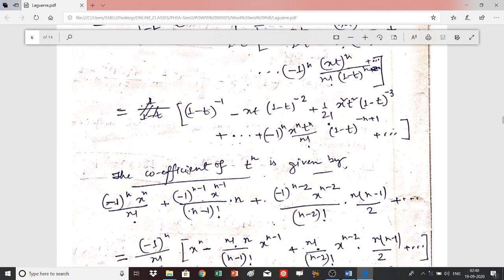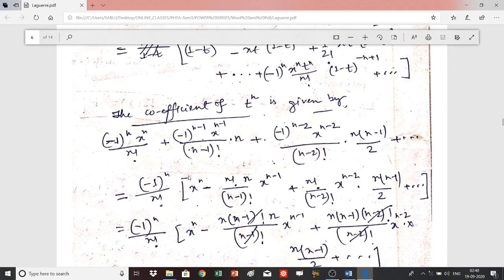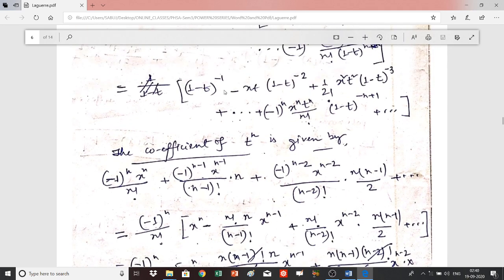Now the coefficient of t^n can be found by looking at this, and the coefficient of t^n will come from only this term. For the first term, that will be (-1)^n, then x^n by n factorial, and after that n will be decreased by 1, since in this case n is increased by 1.